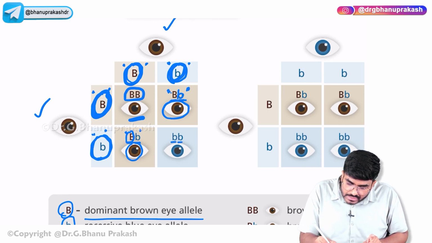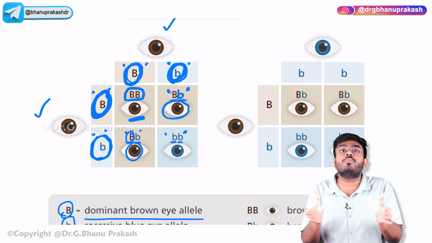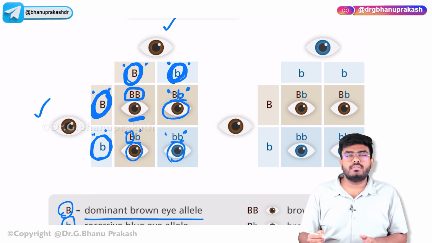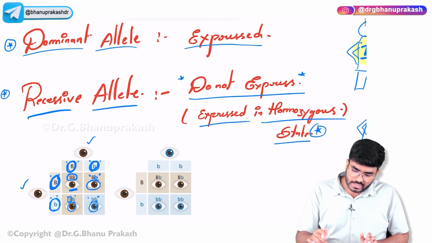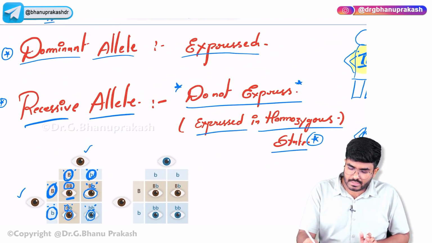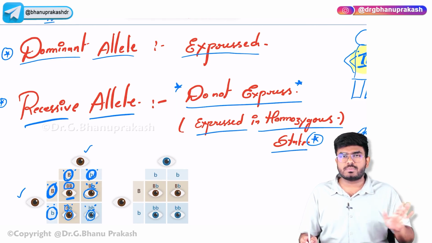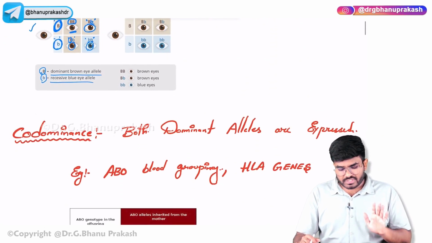But recessive alleles are only expressed in the homozygous state. If there is a recessive homozygous state, small b small b, then only they are expressed, and blue eyes are possible. So recessive alleles usually do not express; they are expressed only in the homozygous state, small b small b. This is the point which I want you to know.